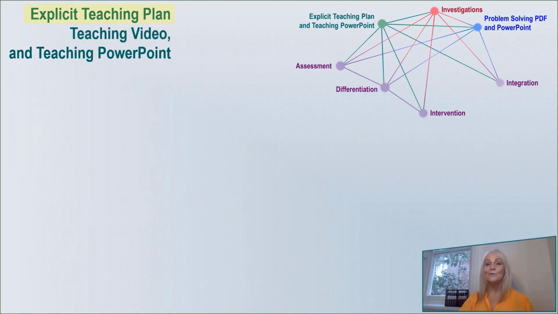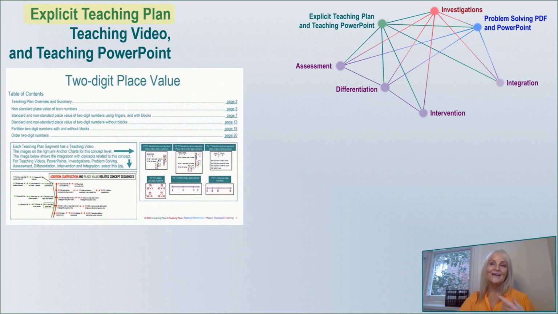Here is a sample explicit teaching plan. Each explicit teaching plan is set out in exactly the same way. The first page has the contents, so you can see here the segments in the explicit teaching plan. The number of segments is exactly the same as the number of videos, and the content of each segment in the teaching plan and in the video is exactly the same. So you can either read the explicit teaching plan, or you can watch the teaching video, or both, whichever way you want to prepare for teaching this concept.